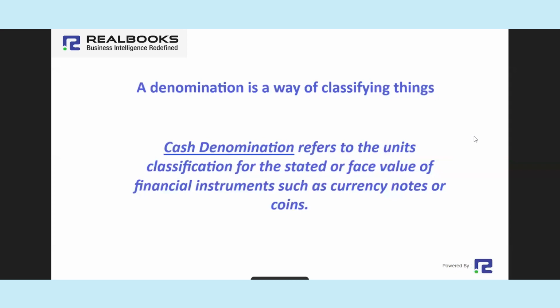So pretty easy. Whenever we are depositing any cash in our banks, we are supposed to mention the denominations, that is, how many notes of 100 there are, how many notes of 200, 500, and so on. So how do we record this particular data in our RealBooks financial module? Let's begin.